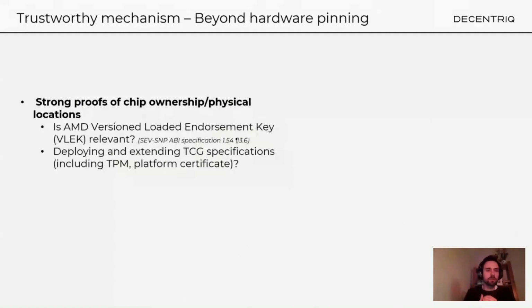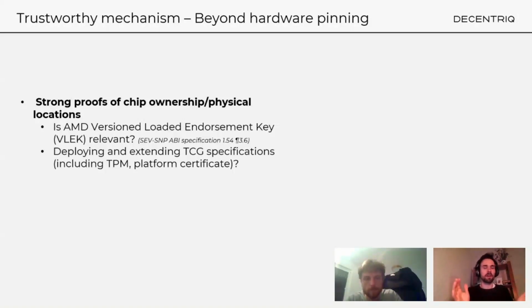So the discussion we'd like to open with the community is whether we could look into this strong proof of chip ownership or physical locations, whether we can tell if a chip is in a secure data center or not. We've seen that AMD may be looking at that with their latest ABI specification for SEV-SNP with the VLEK, but it's not clear exactly what's the use case for that key. We know it's controlled by the cloud provider, but we don't know how it's provisioned exactly. So if we could get more information on that, it would be cool.